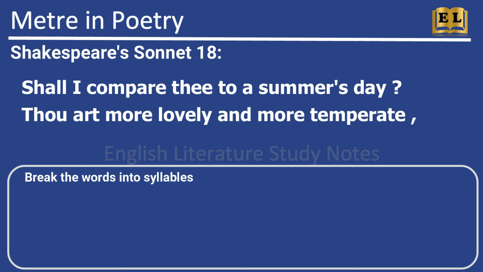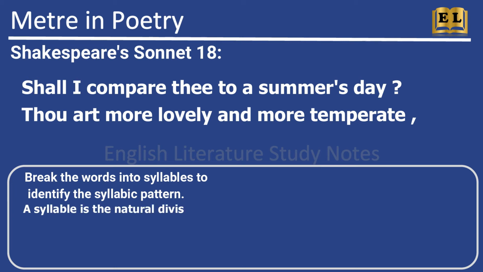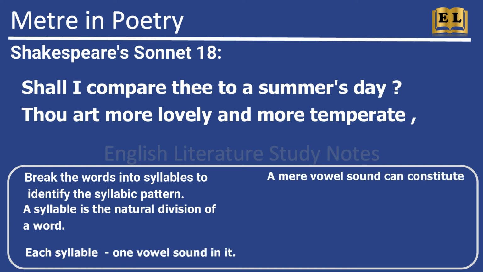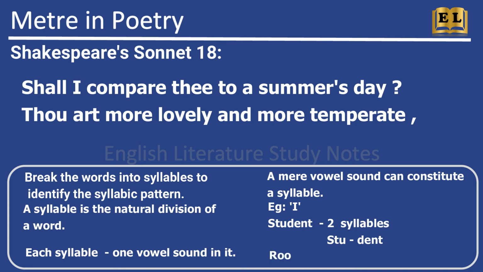First, we have to break the words into syllables to identify the syllabic pattern. A syllable is the natural division of a word. Each syllable has one vowel sound in it. A mere vowel sound can constitute a syllable. The word I is an example. The word student has 2 syllables. The word room has only 1 syllable because there is only one vowel sound in it.